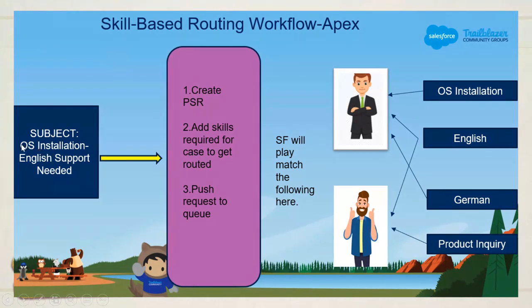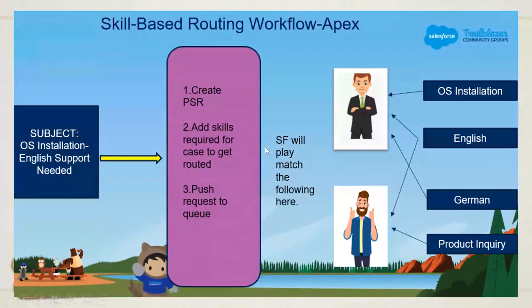As I said, the Apex code will find the words from the subject, like OS installation. I can see we have 2 agents and 4 skills: OS installation, English, German, and product inquiry. So if I want to route this case via skill-based routing, what will the Apex class do? The Apex class will first create a PSR, which is a pending service request, and then find the words from the subject and match them with the skills, like OS installation and English, and then route the case.